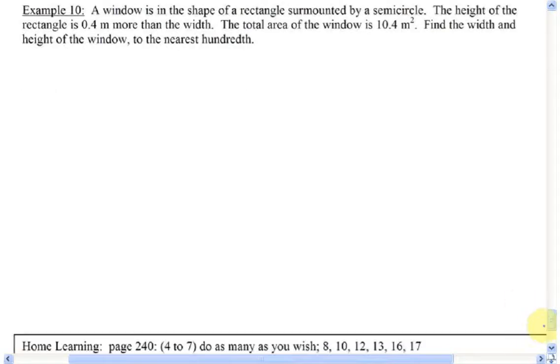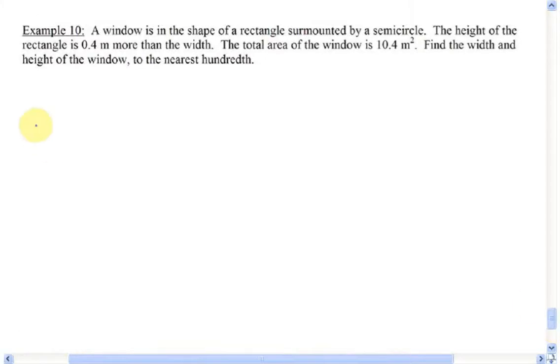Okay, last thing. Let me ask you to draw a picture, please, okay? Have you seen windows like this before? A window is in the shape of a rectangle, okay, surmounted by a semicircle. So this is what it means, okay? Rectangle, and then a little dome on top. Okay?